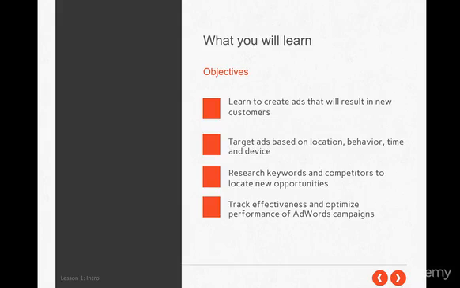Now, what are you going to learn in this course? Rather than telling you what you're going to learn, I'll tell you what you're going to be able to do and the objectives of this course. So you're going to learn how to create ads that will result in new customers. You're going to learn how to target ads based on location, behavior, time, and device. You're going to learn how to research keywords and competitors to locate new opportunities. And you're going to learn how to track the effectiveness and optimize performance of AdWords campaigns.